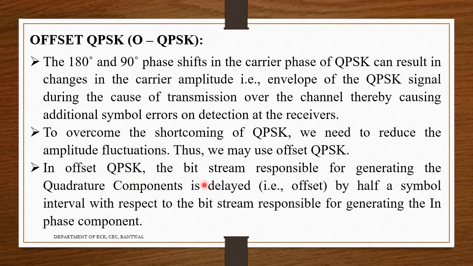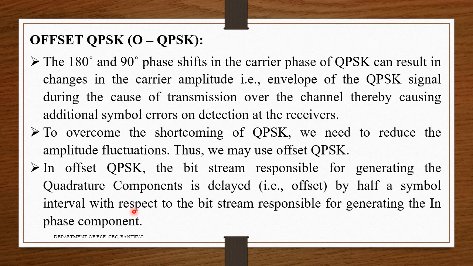Usually in offset QPSK, the bit stream responsible for generating the quadrature component is delayed. That delay is nothing but the offset. How much is the delay? Just a half symbol. We do this relative to the in phase component. The in phase component is the carrier signal of the cos 2 pi signal.